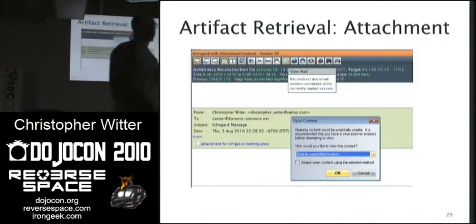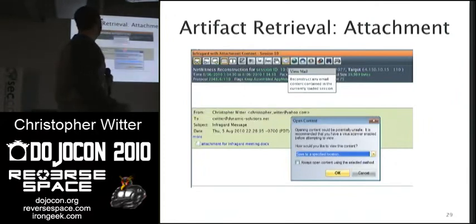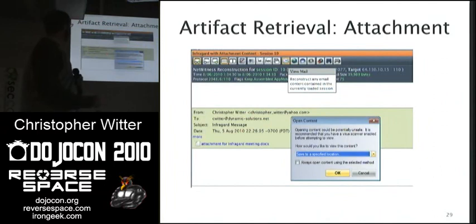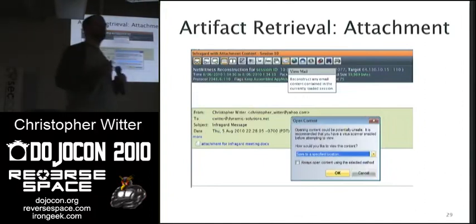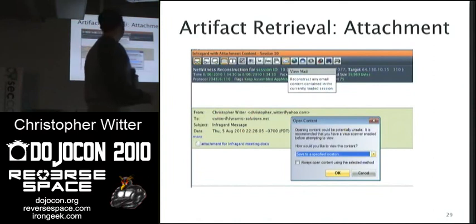Okay, so artifact retrieval makes it really easy. In this instance, I had an attachment, and basically you click on it, and you can save it to disk and start your analysis right there if you wanted to, or export it off and analyze it on another machine. Makes it pretty easy.